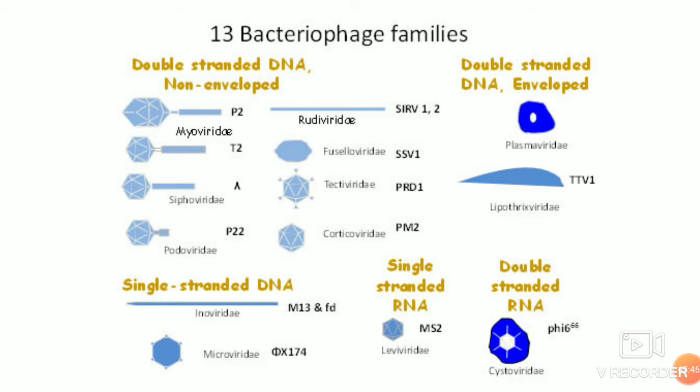One more thing you have in your syllabus, that is the RNA phages. Now there are 13 bacteriophage families, that is double stranded DNA, non-enveloped double stranded DNA, enveloped single strand DNA, and apart from that, in that 13 families you have the RNA phages. These RNA phages can be single stranded RNA phages and double stranded RNA phages.